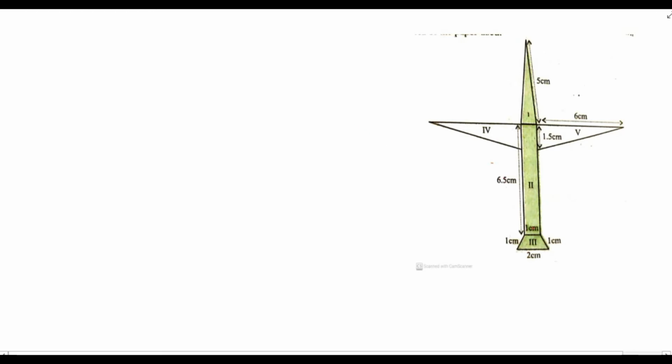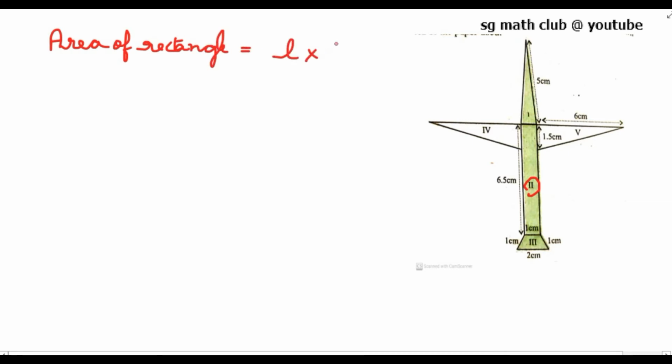Now we will find the area of the second part. It is a rectangle. Area of rectangle is equal to length into breadth. So this is the second part. Here length is 6.5, you can see 6.5, and breadth is 1 centimeter. So 6.5 into 1 is equal to 6.5 centimeter square.